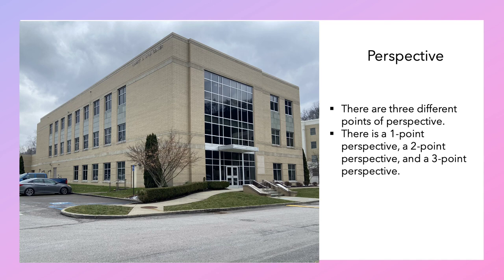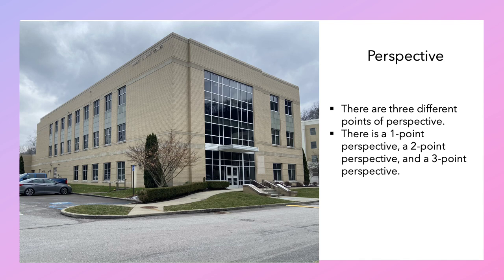There are three different perspectives in photography: 1-point perspective, 2-point perspective, and 3-point perspective. In this picture, I utilized a 3-point perspective by capturing the picture on the side of the building. The front of the building is seen, as well as the side of the building. Additionally, the top of the building is seen in a point appearance, which makes this picture a 3-point perspective picture.